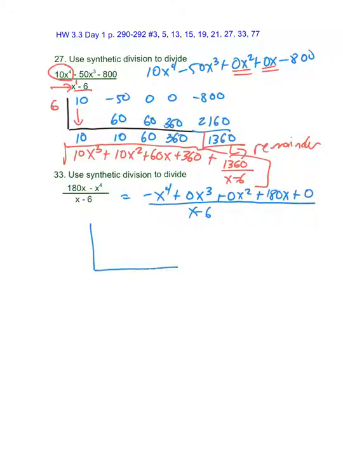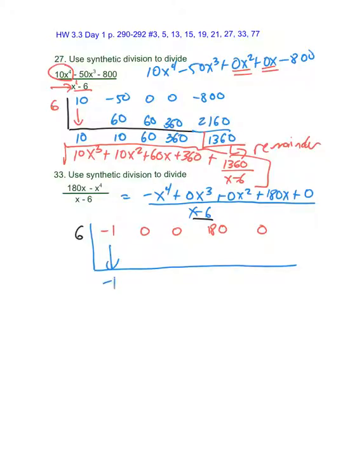Let's set up the synthetic division. We're going to put the coefficients of the dividend in the first row. So that'll be negative 1, 0 for the x cubed term, 0 for the x squared term, 180 for the x term, and 0 for the constant term. Outside the little L, if we have x minus 6, that means 6 goes on the outside. And then we're going to start the synthetic division process.